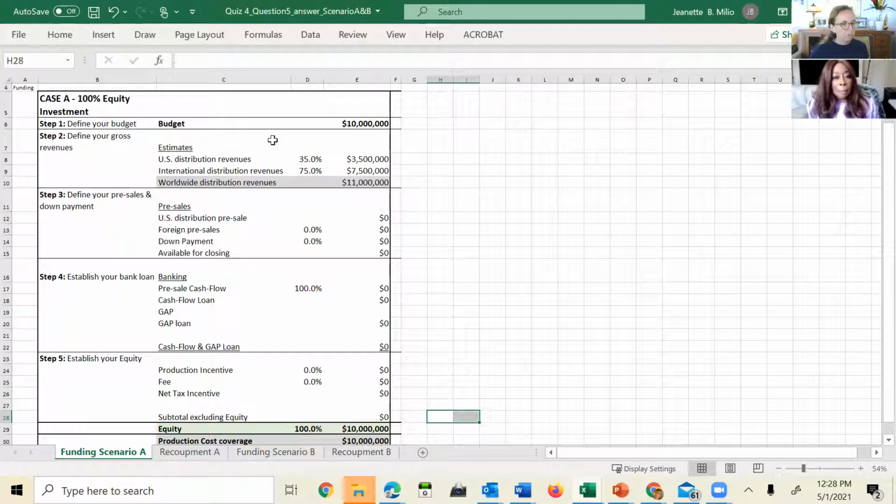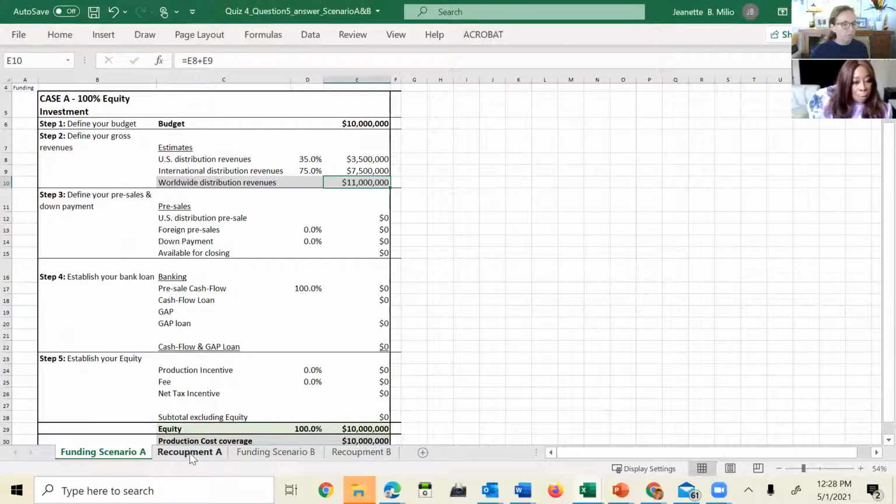You're going to obviously do your projections because you need to know how much your movie is worth. So you're seeing that 75% of the budget is coming from international distribution revenues and 35% from domestic. So we're calculating those two together. We're getting $11 million in revenues. And the investor gave us 10 million bucks. So now we have to pay the investor back, and we have to see what that looks like.